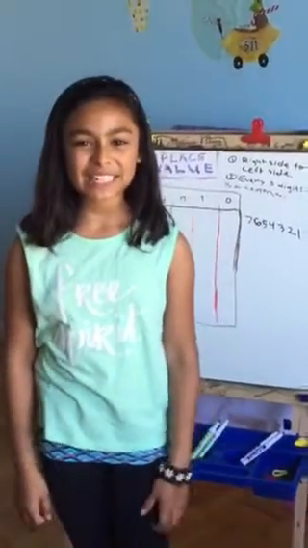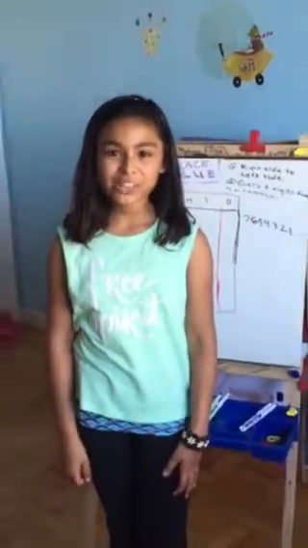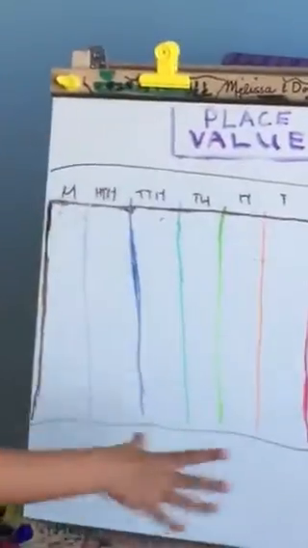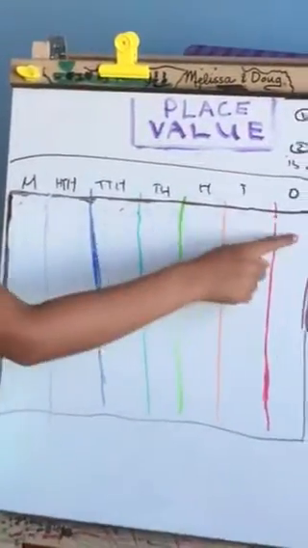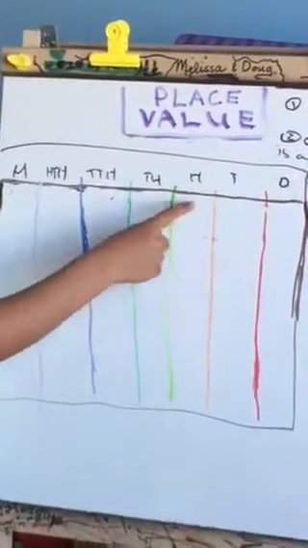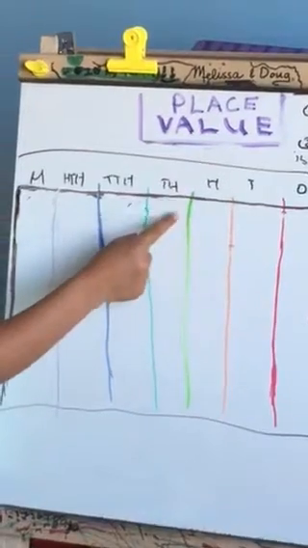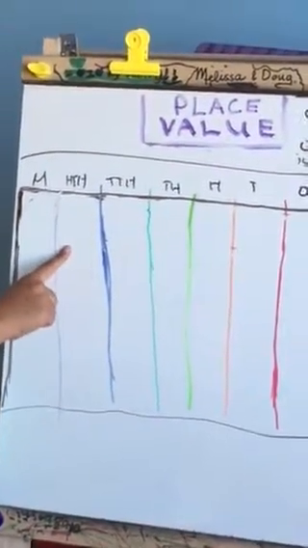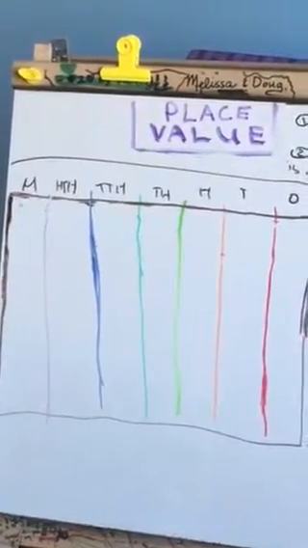My name is Anoushka. I'm 10 years old, and in this video you'll be learning about place value. Let's get started. So here I've written this chart. This is the ones column, this is the tens column, this is the hundreds column, this is the thousands column, this is the 10,000s column, this is the 100,000s column, and this is the millions column.